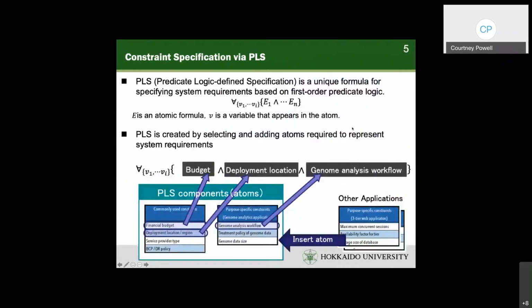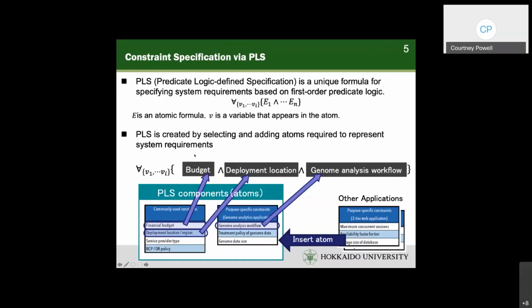So what exactly is PLS? PLS, as I said before, is a predicate logic defined specification. It's actually a unique formula for specifying system requirements, and it's based on first order predicate logic. Here we have an actual formula where E represents the atomic formula and V is a variable that actually appears in the atom. And PLS is very easy to create by simply adding atoms that are required to represent the system requirements.